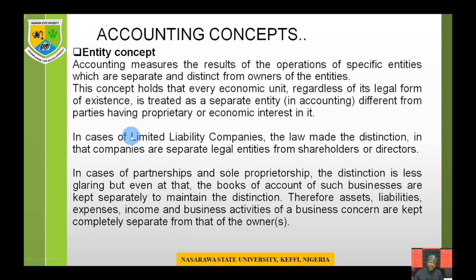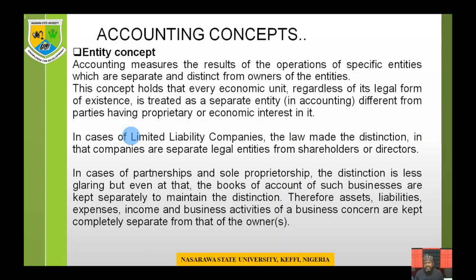The first concept we'll be looking at is the entity concept. Here, the assumption is that accounting measures the results of the operations of specific entities which are separate and distinct from owners of such entities. The message that is being passed across here is that we strongly believe that a business concern is different from the owners of that business.